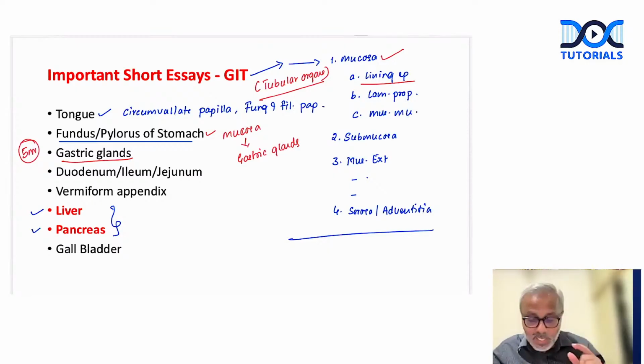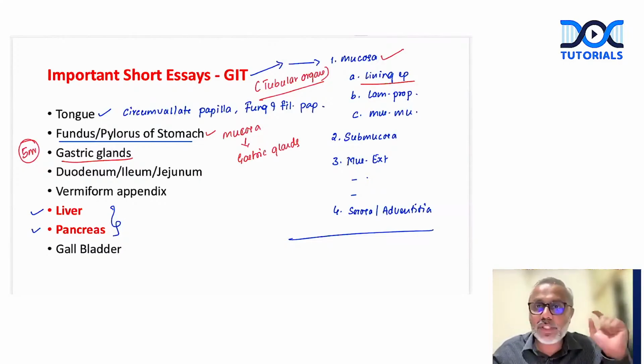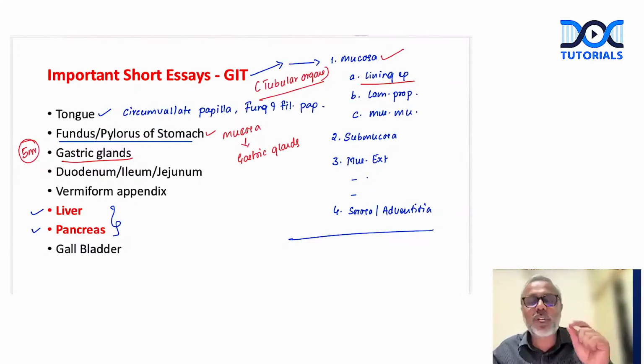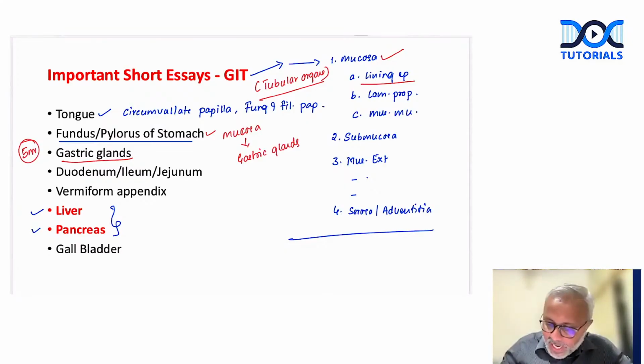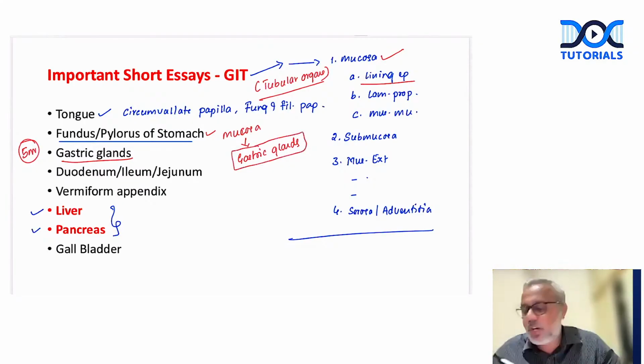So remember, as we have discussed in the last session, histology is all about how the structure looks and what it does. This is the simple template you need to follow for everything: morphology, function. So gastric glands is an important 5-marker question, or even a 3-marker question where you're asked to draw the diagram of the gastric gland.